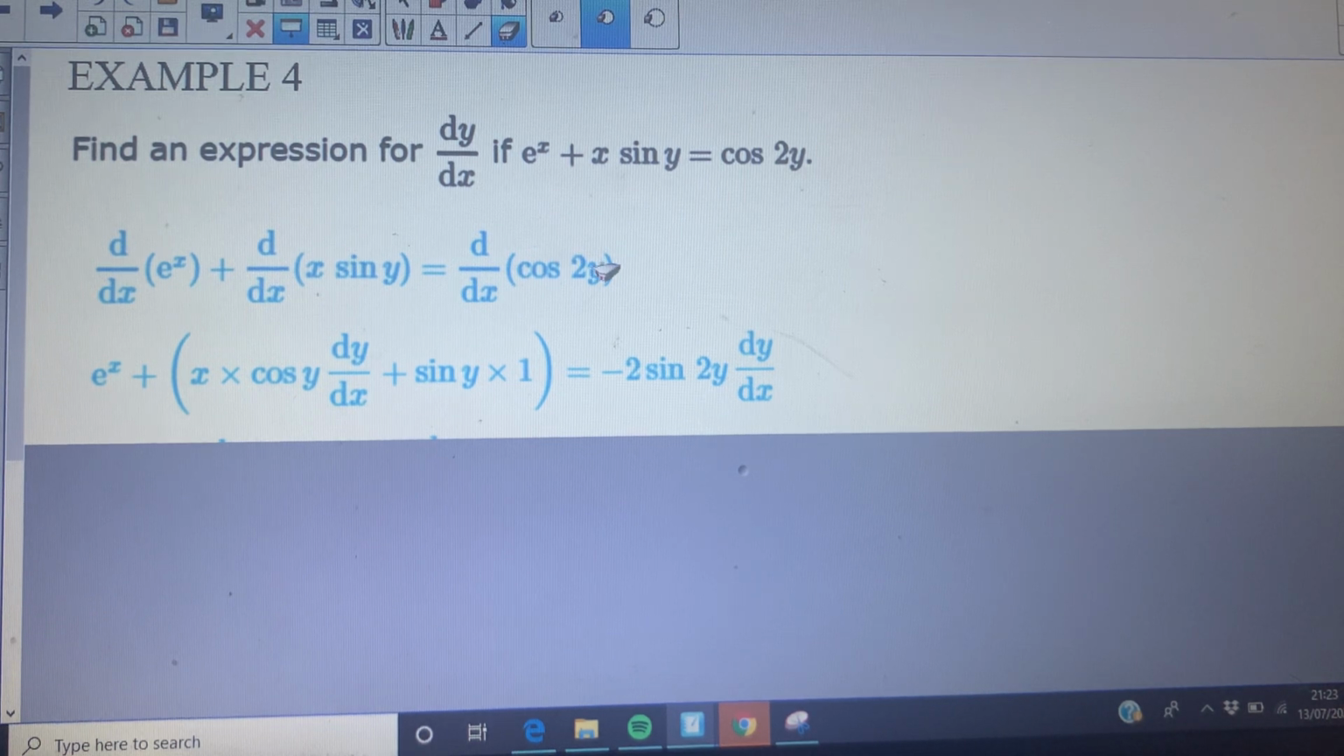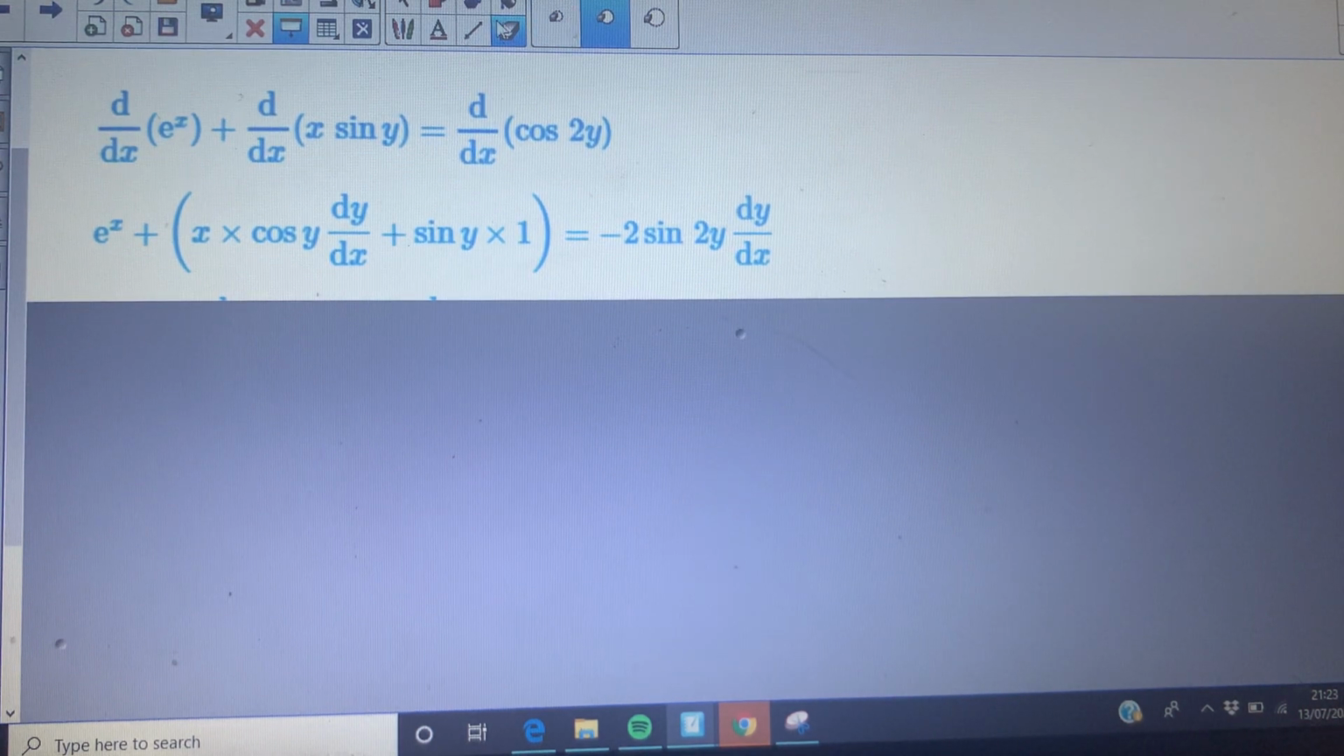We're now going to differentiate the cos of 2y. Now the derivative of cos is minus sin. So you get minus sin 2y. You now differentiate the 2y, but you're differentiating with respect to x. So you differentiate with respect to y first, which gives you 2, giving you the minus 2 sin 2y. And now you then multiply by dy/dx.